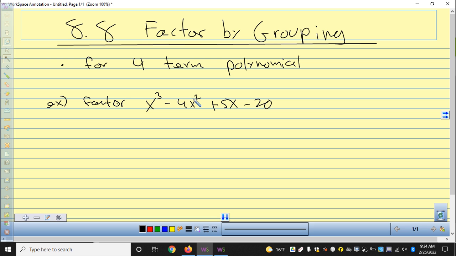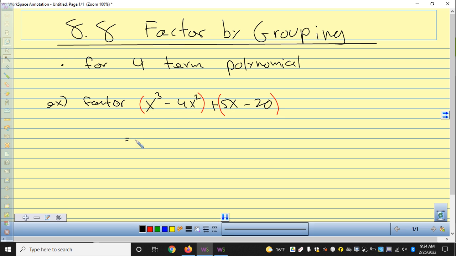I'm going to show you 2 ways. The first way is how factor by grouping got its name. And the second way, we're just going to use the box that we've been using for other polynomials. So for factor by grouping, I'm thinking of grouping the first 2 terms, the highest 2 powers, and the next 2 terms. So this is where the grouping comes in. I've grouped these together.